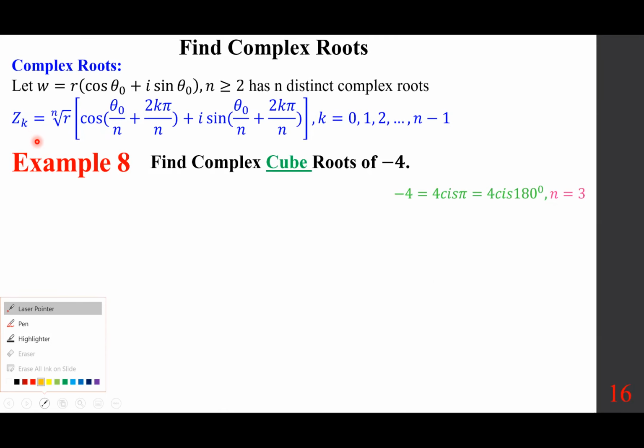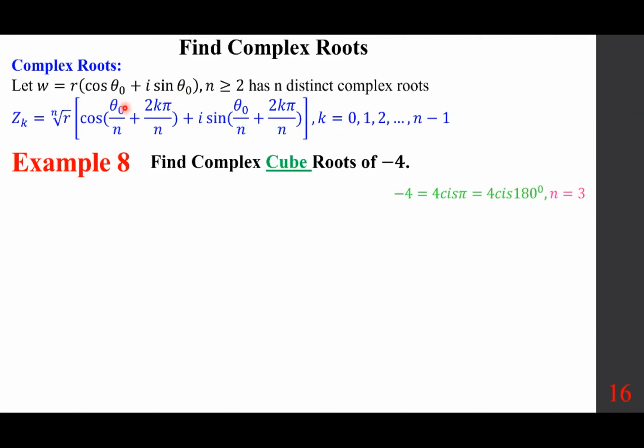Z sub k is now the nth root of R. That means the third root, because we want the cube root of this number, which is 4. And then we write cosine of theta over n, where theta is 180. It's easier to use degrees. You can use pi, but degrees are a lot easier in this case. If you went with pi, there is nothing wrong with that.